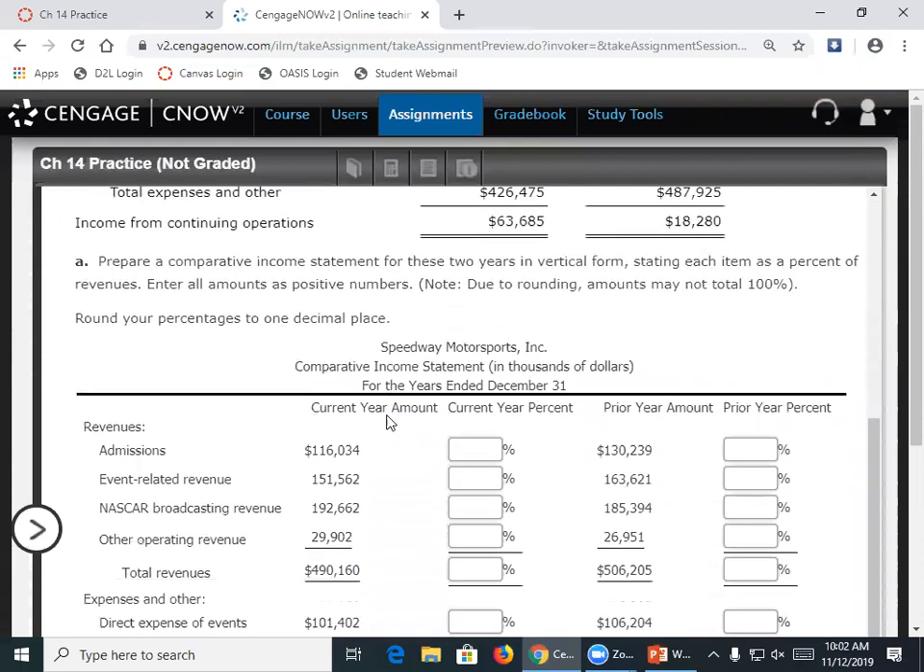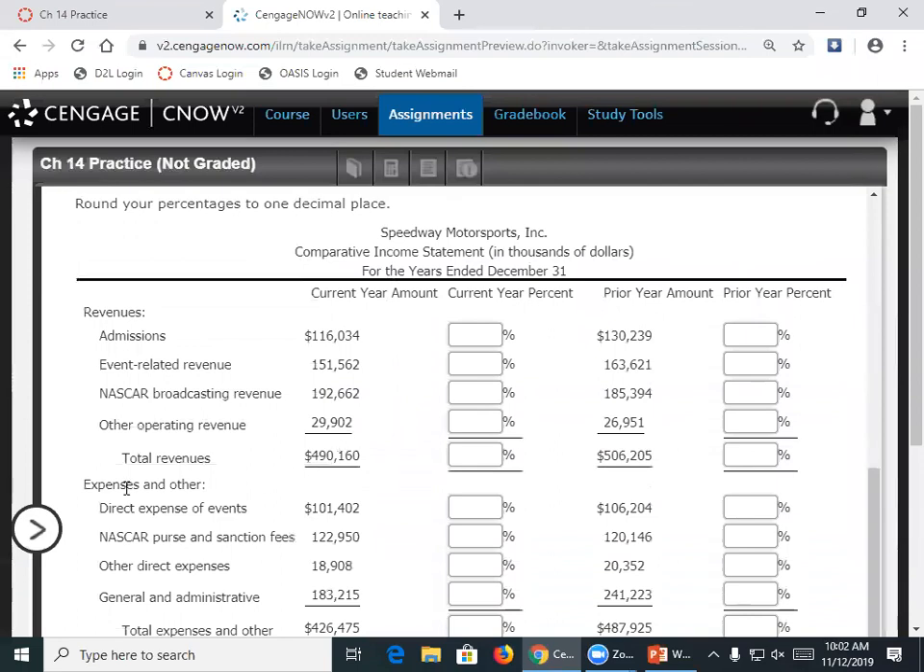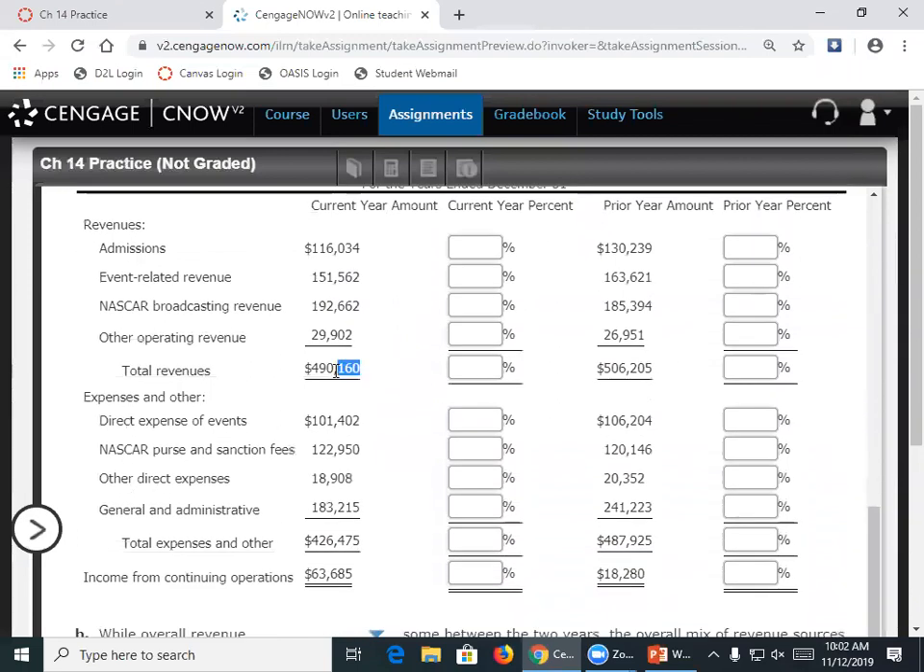So again, it's just doing math on these. I just want to work down. Again, everything for the current year is going to be divided by total revenues of $490,160. Okay. So for example, admissions, what percent of total revenue is admissions? Very good, 23.7. So we're truly just taking admissions of 116,034 and dividing it by total revenues, 490,160. So of all of our revenues, admissions make up almost 24%.